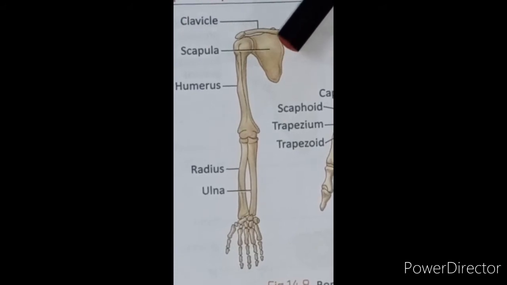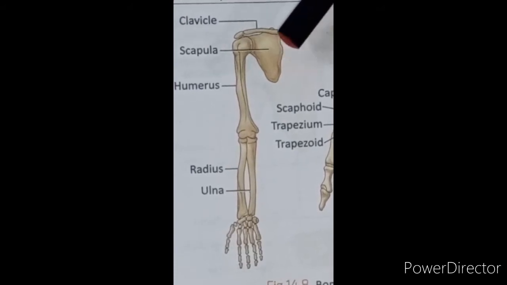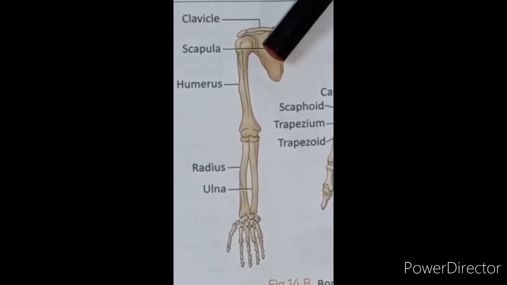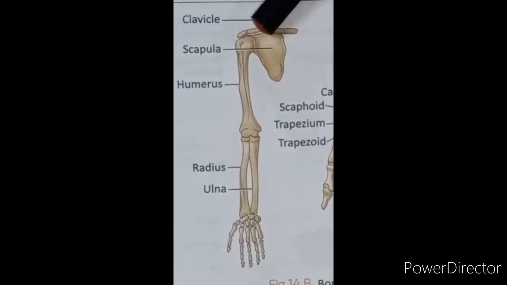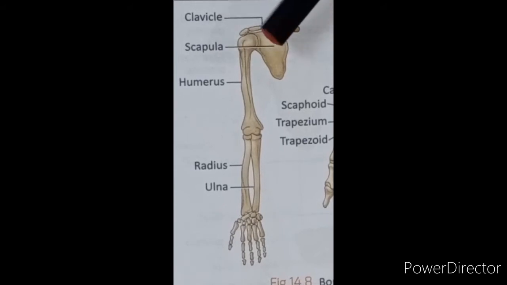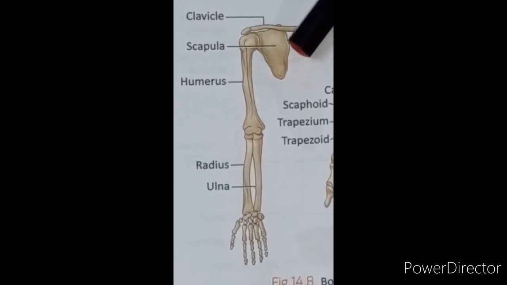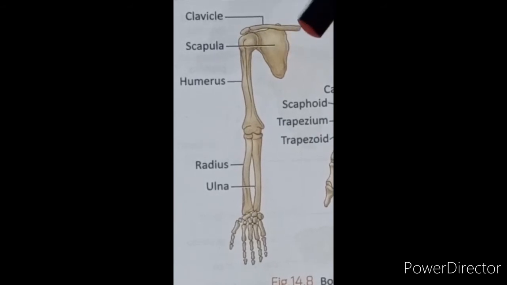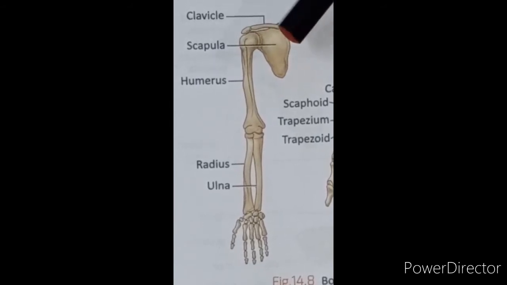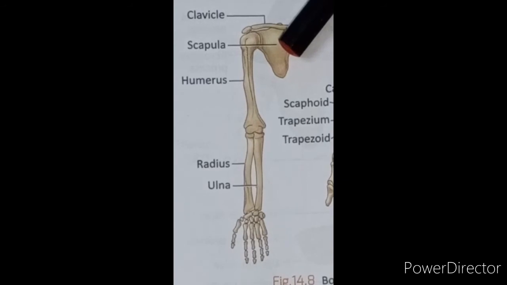Already I told that the pectoral girdle consists of 2 distinct halves. One is the scapula and the second one is the clavicle. The scapula is the flat triangular bone located at the back of the thorax, and it is attached to the vertebral column and ribs by means of muscles.